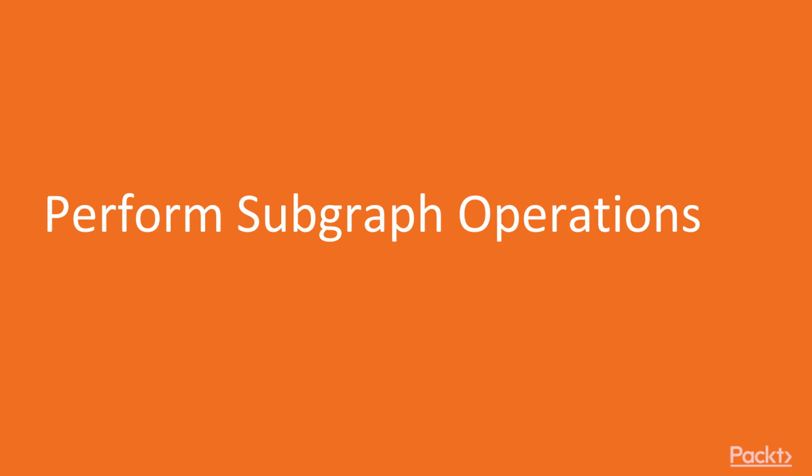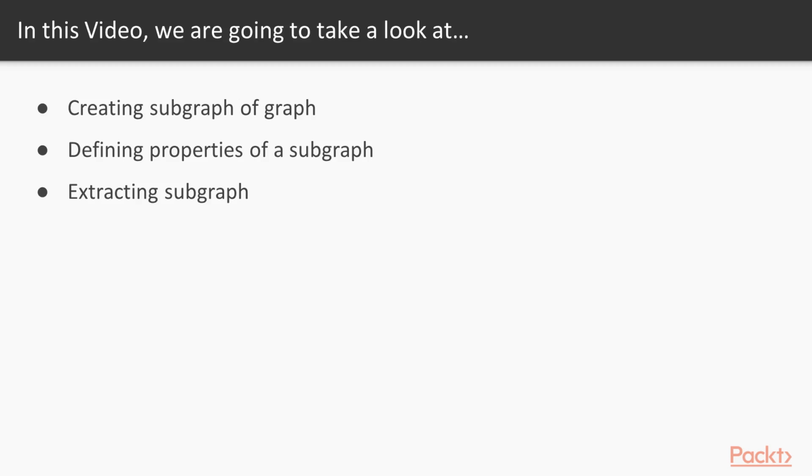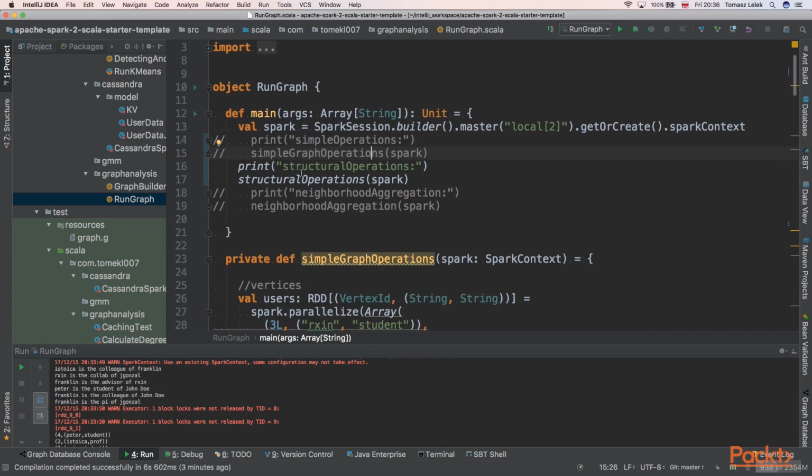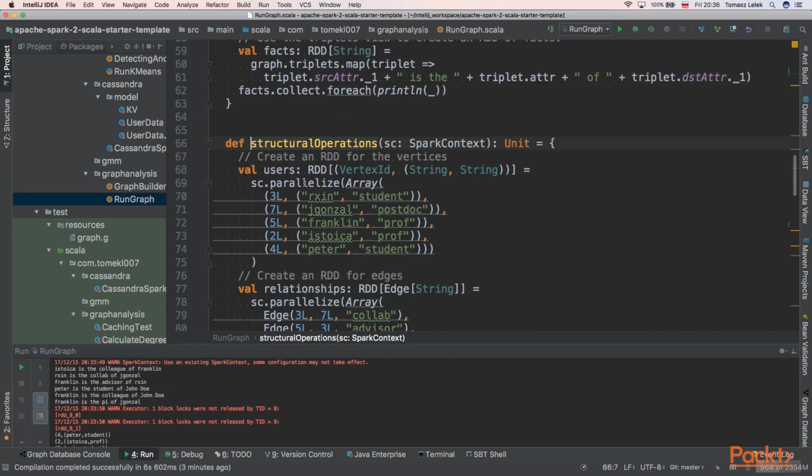And this is the first video in which we'll be performing subgraph operations. So we'll be creating a subgraph of a graph, defining properties of a subgraph, and extracting a subgraph. We are getting back to our project, and this time we'll be executing the structural operations method. So let's see that method.